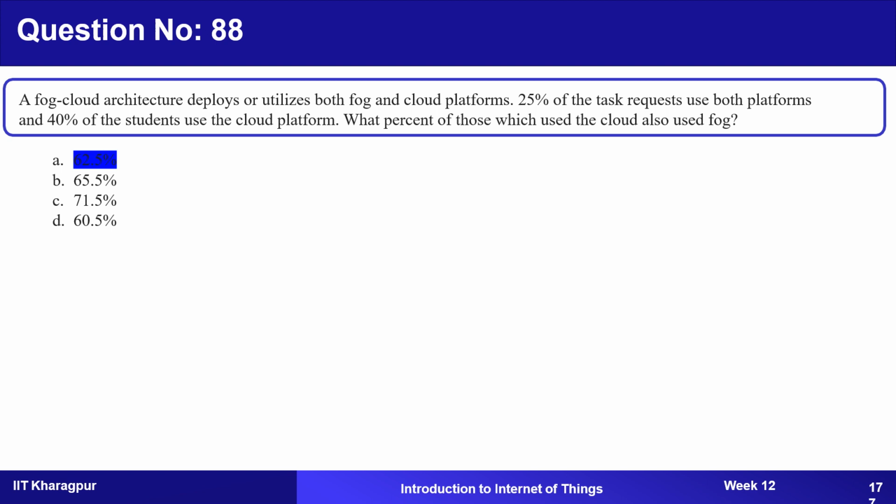Okay, 25. But still, I'm not convinced with 62.5. Wait, let me check. The answer is 62.5. I haven't calculated. Give me 2 minutes. I'll calculate and tell you.